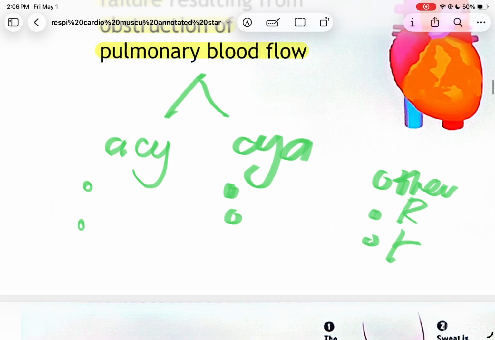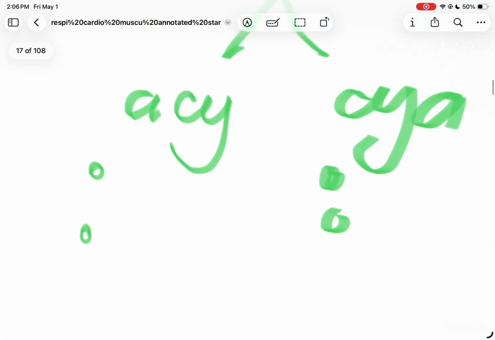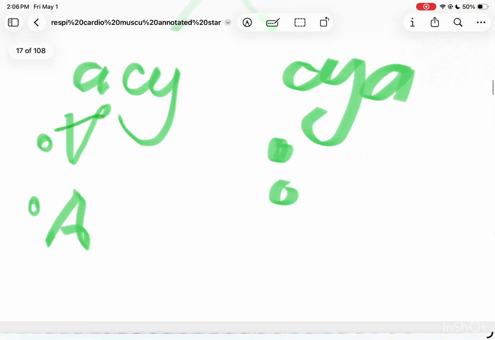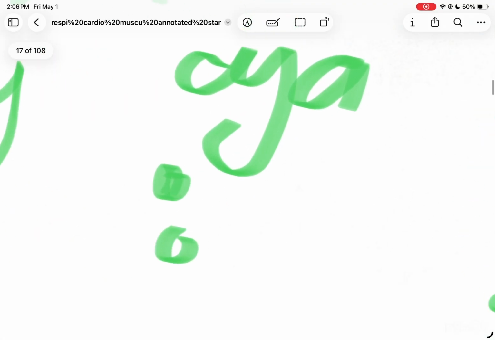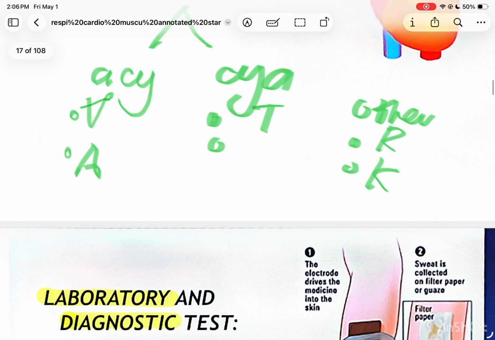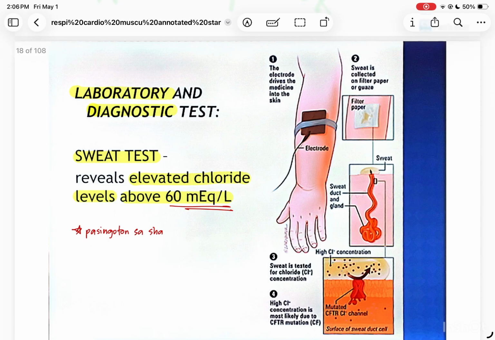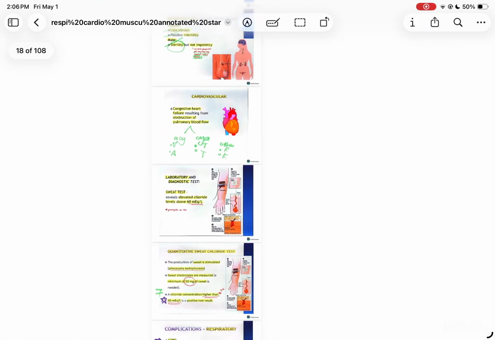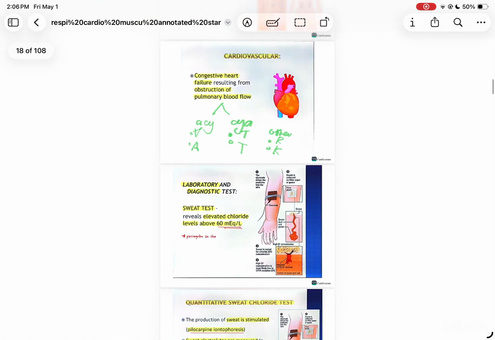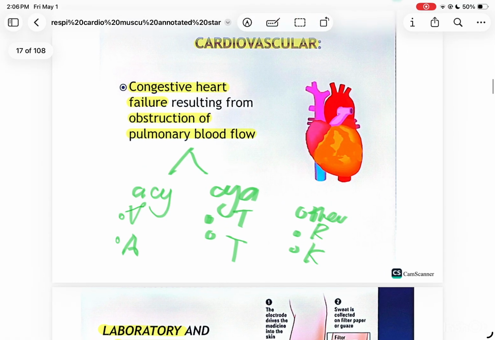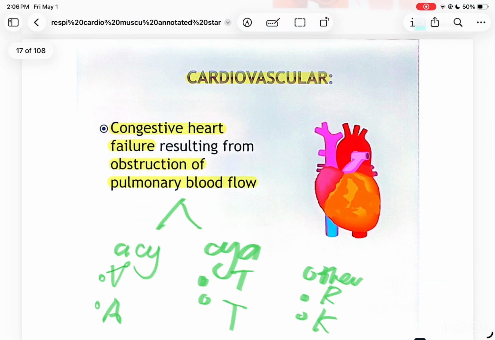So, cardiovascular is kind of lengthy because we have two kinds. We have acyanotic and cyanotic. So, under the acyanotic, we have two, and other we also have two, which is the rheumatic and Kawasaki. Sa acyanotic, we have ventricular and atrial. While sa cyanotic, we have the tetralogy of Fallot and the transposition of great aorta.